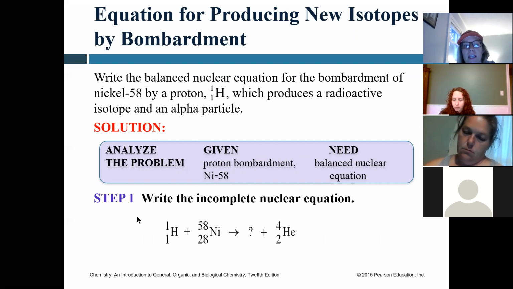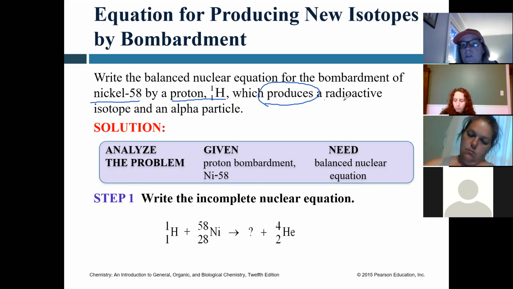So let's say that this isn't currently here. We're given just this top part. What is getting bombarded or smushed together? Well, you've got a nickel 58 and you've got a proton. Those are your two starting things, which produces, so that's what separates your starting and your ending, some sort of mystery radioactive isotope and an alpha particle. You know for sure three of those things: the nickel 58, the proton, and what an alpha particle is. So you should be able to find the radioactive isotope just like you found the other ones.